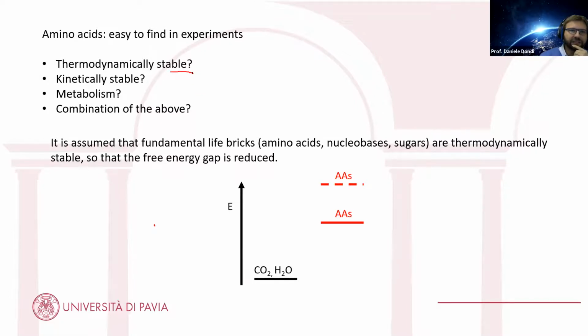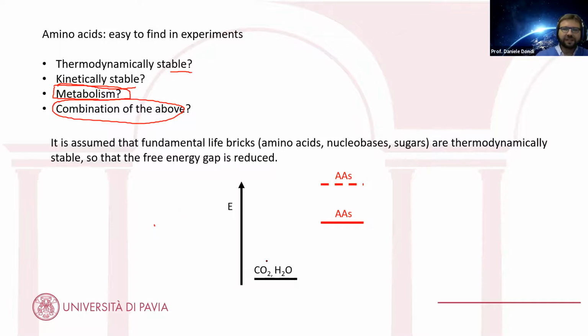So you can have many ideas. Maybe they are thermodynamically stable or kinetically stable because you have a lot of reactions. Maybe they are not thermodynamically stable, but they are produced kinetically, so the speed of the decomposition is less than the speed of production. Or maybe we have a metabolism producing this, or a combination of both. Because how can we exclude one or the other? Maybe they are all true or not. Who knows? But here's what we know.